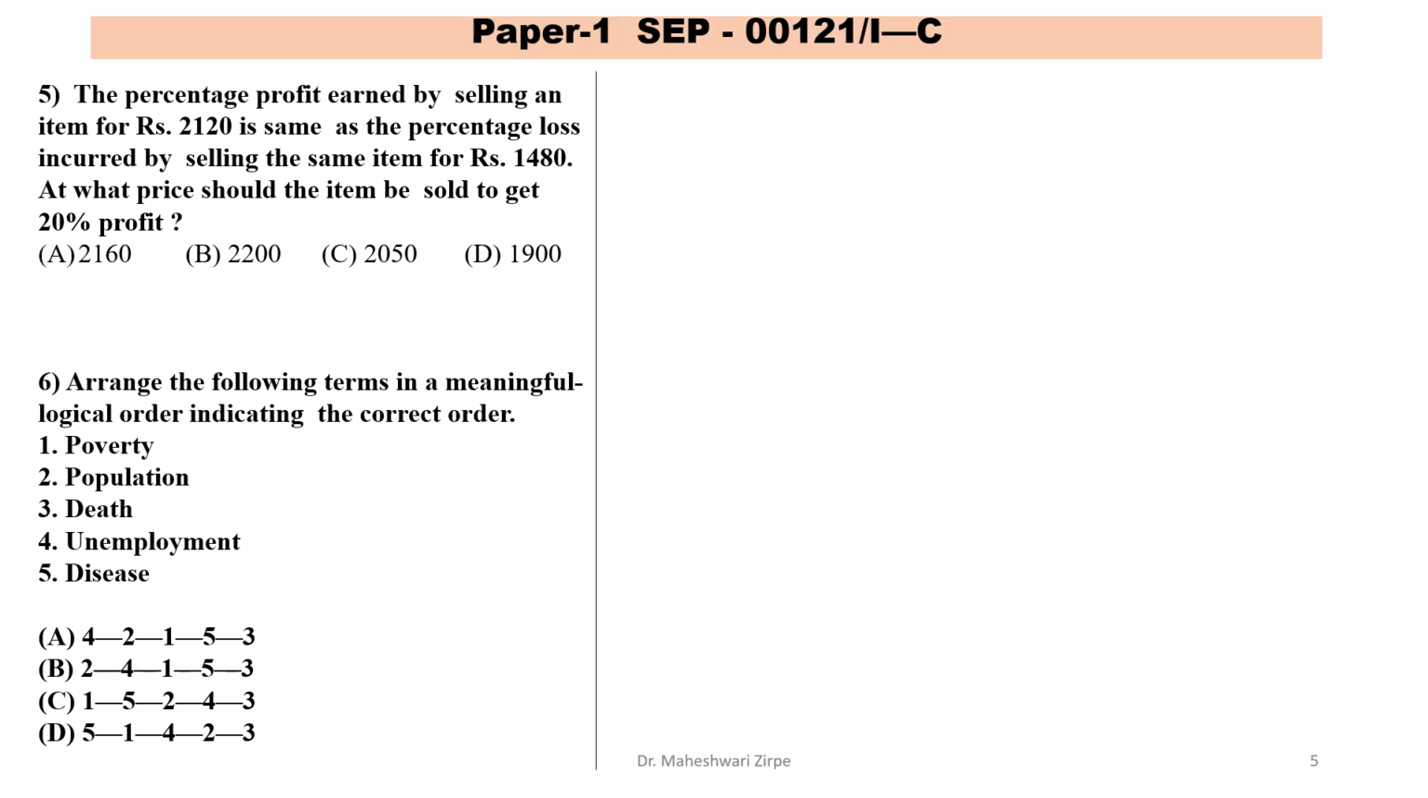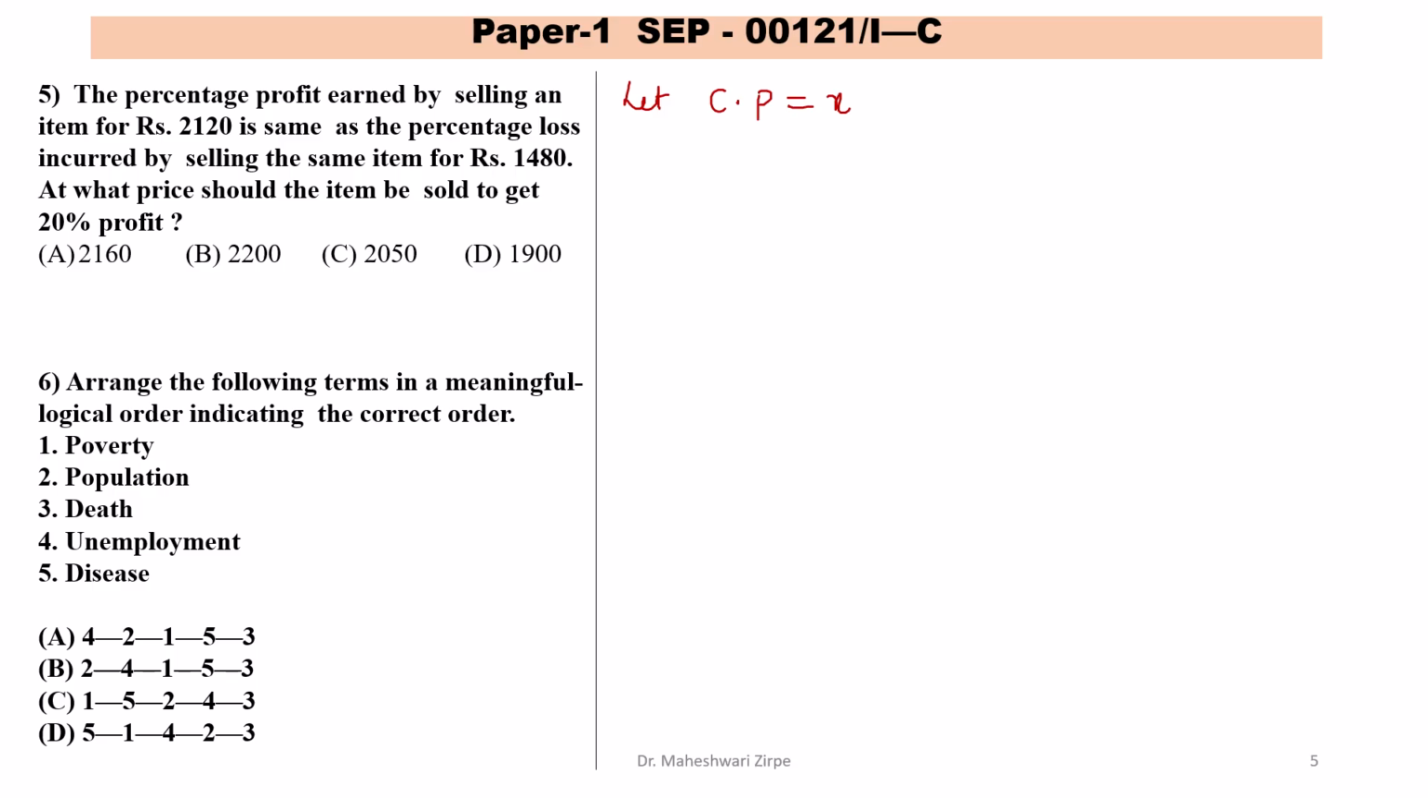So the first thing you have to do is read the question very carefully and try to understand the meaning. They have said that the percent profit earned by selling an item is this much, the same as the percentage loss incurred by selling the item for 1480. So let us find the cost price, because they have not written anything about the cost price. Let the cost price be X.